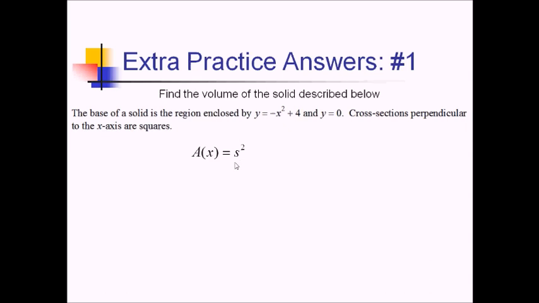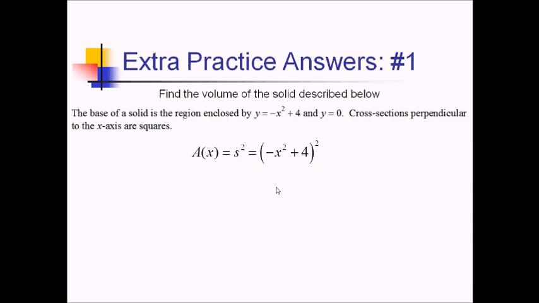The base of these squares is going to be the distance between these two functions, between our bounding region functions. So we basically have this upside down parabola and the x-axis. So that's just going to be a distance of this function here, negative x squared plus 4. And we'll be squaring all of that.